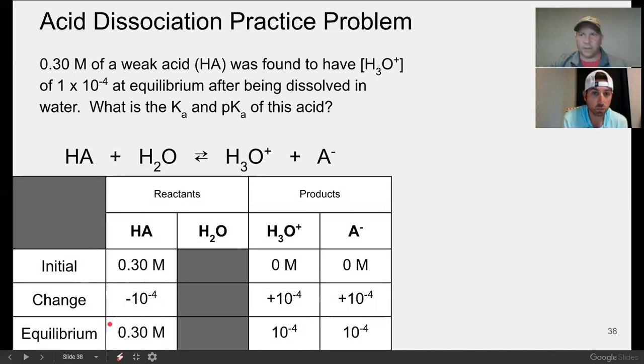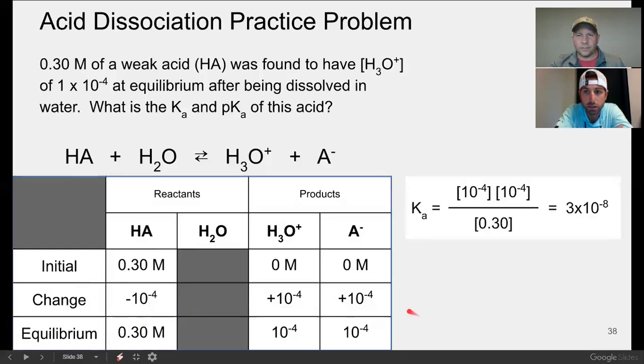That's a big hint, isn't it? For this class, we're probably going to always have the same amount of our very weak acid. We're going to have the same amount at equilibrium as we did initially because we just don't form that much product. So now we have our concentrations at equilibrium.